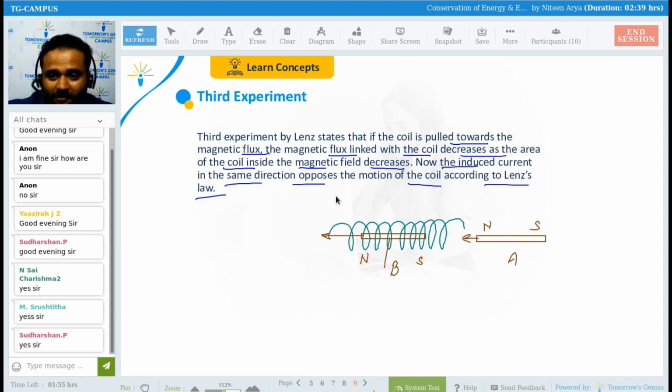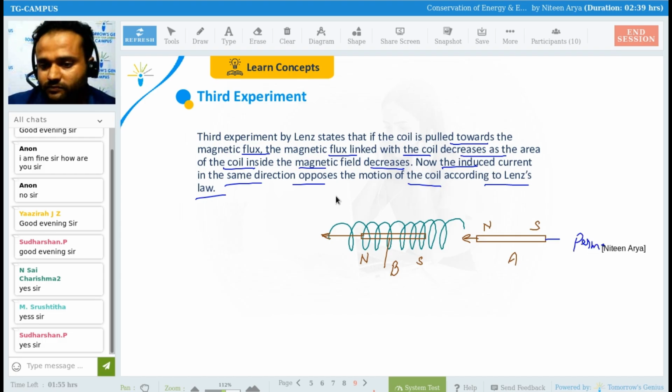Listen to me again, very carefully and with focus. What I'm saying is, this is a permanent magnet. So, permanent magnet.